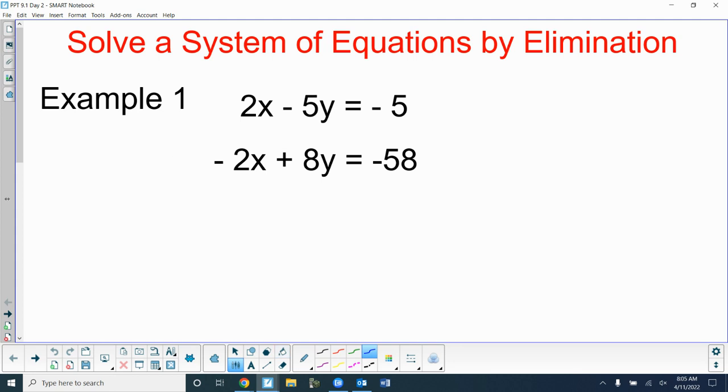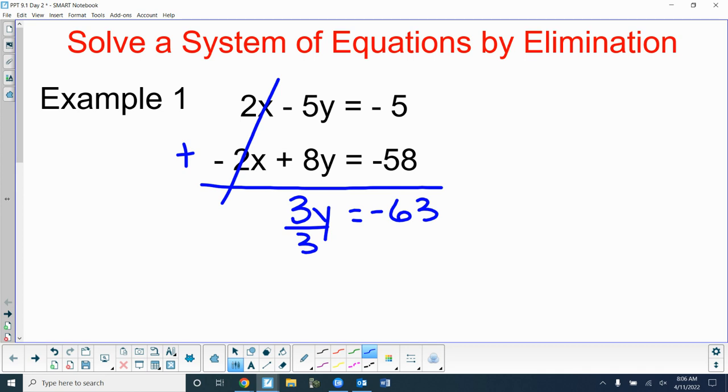I'm going to add the two equations together because they both have a 2 in front of the x's. And what is a positive 2x plus a negative 2x? 0x, right? Cancel. They are eliminated. That's why they call it elimination. What's a negative 5 plus 8y? 3y. What's a negative 5 plus a negative 58? Negative 63, right?